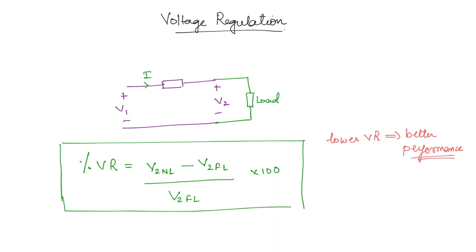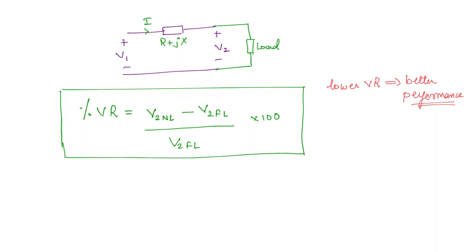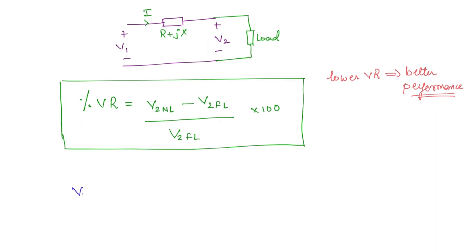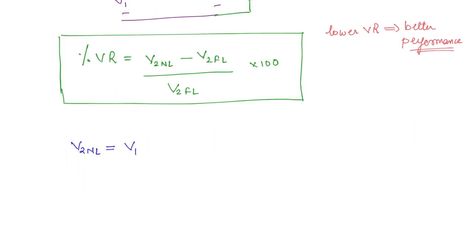We can also express it in terms of the current and the impedance value. So if we take this impedance value to be R plus jX, let us say, then what will be the no load voltage? No load means there is no current flowing. So in that case, V2 will simply be equal to the input voltage V1. If we substitute the same in this expression, you are simply going to get V1 minus V2 at full load condition. So you can write voltage regulation is equal to V1 minus V2 full load divided by V2 full load.